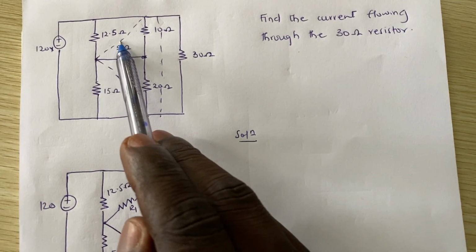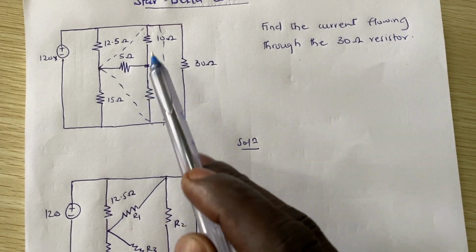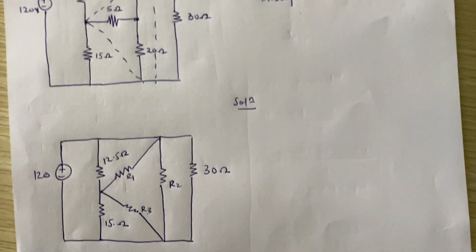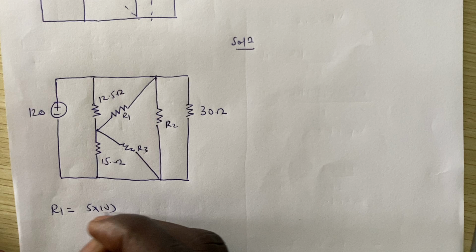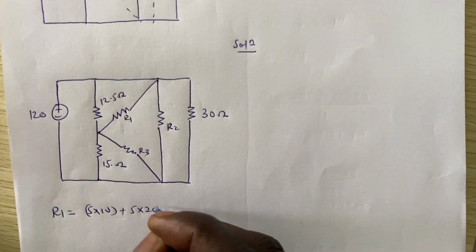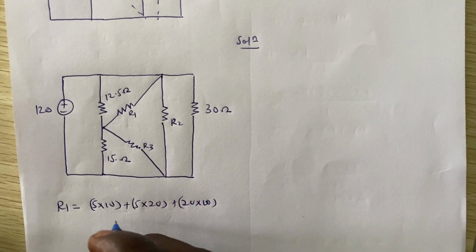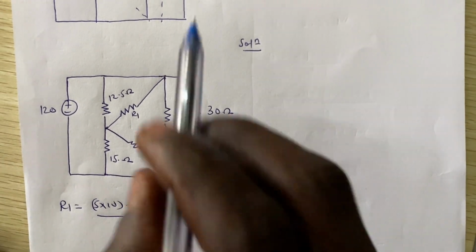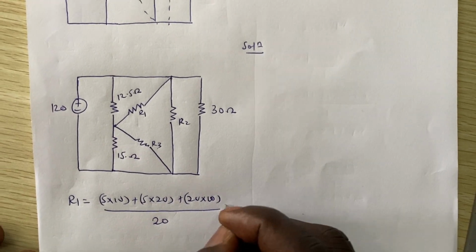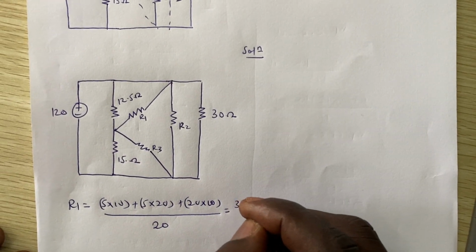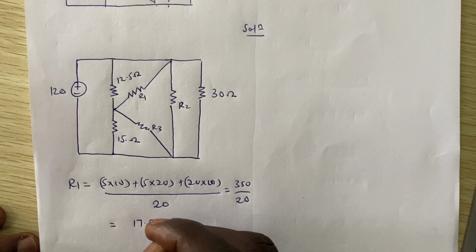So for R1, which is this side, it is 5 times 10 plus 5 times 20 plus 10 times 20, right? So we are going to get R1 to be equal to 5 times 10 plus 5 times 20 plus 20 times 10, right? Divided by the one that is opposite to this, which is the 20, right? So divided by 20. So we are going to get 350 divided by 20, and then our answer is going to be 17.5 ohms, right?